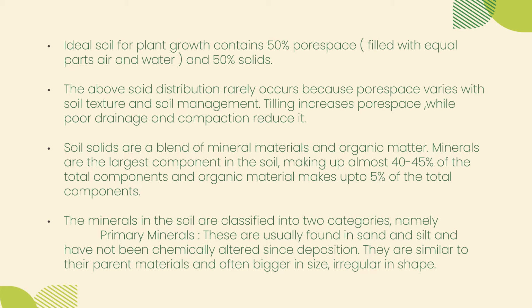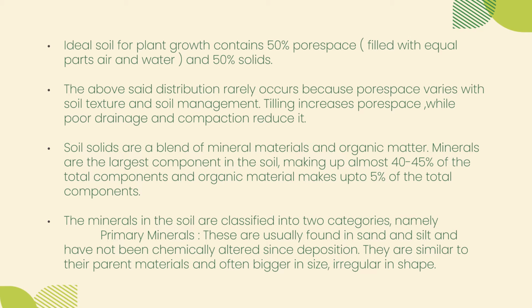So the ideal soil for plant growth contains 50% pore space and 50% solids. The pore space is filled with equal parts of air and water. Now the above distribution, 50% pore space and 50% solids, generally occurs because pore space varies with soil texture and soil management. For example, tilling increases the pore space, whereas poor drainage and compaction reduces it. And we also know that soil solids are a blend of mineral materials and organic matter.